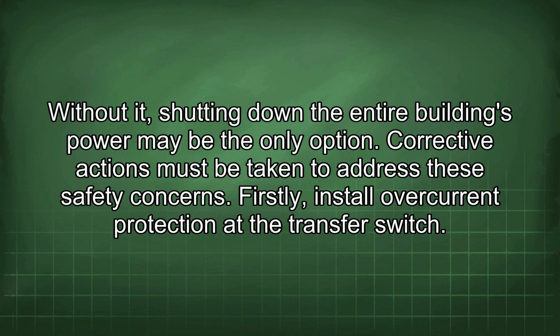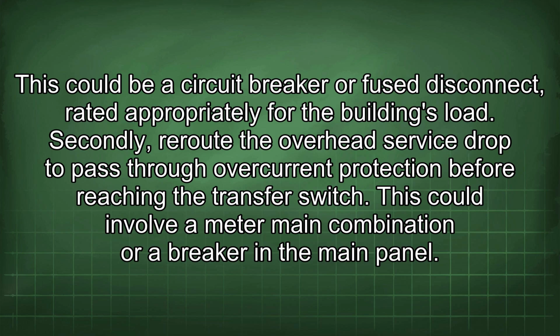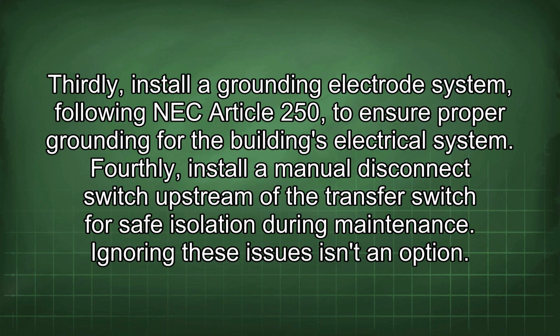Firstly, install overcurrent protection at the transfer switch. This could be a circuit breaker or fuse disconnect rated appropriately for the building's load. Secondly, route the overhead service drop to pass through overcurrent protection before reaching the transfer switch. This could involve a meter main combination or a breaker in the main panel. Thirdly, install a grounding electrode system following NEC Article 250 to ensure proper grounding for the building's electrical system. Fourthly, install a manual disconnect switch upstream of the transfer switch for safe isolation during maintenance.